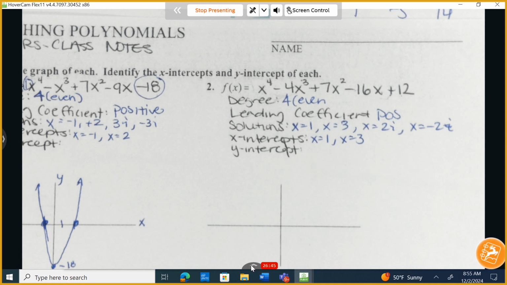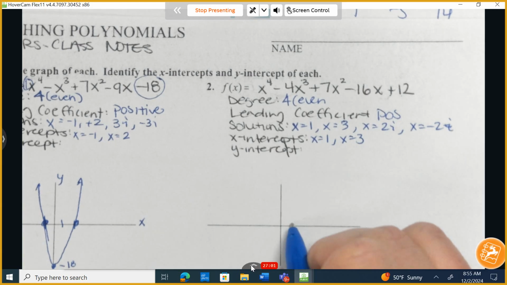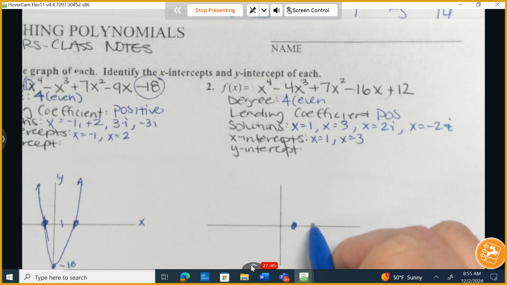So I have solutions of 3 and of 1. The order you write them in doesn't matter. Of 2i and negative 2i. So I have 4 solutions. Of those 4, which ones are the x-intercepts? Only the ones that don't contain the i's. So let's come over here to 1 and to positive 3.